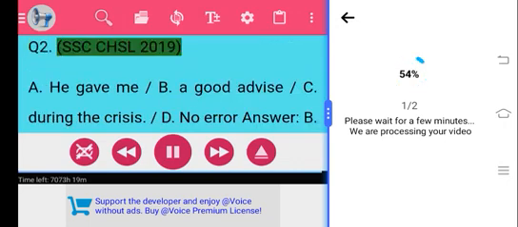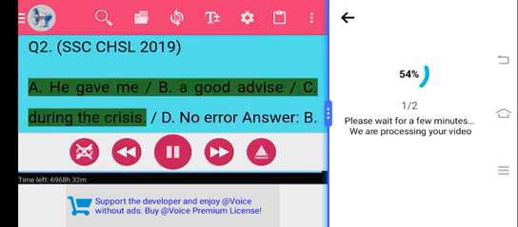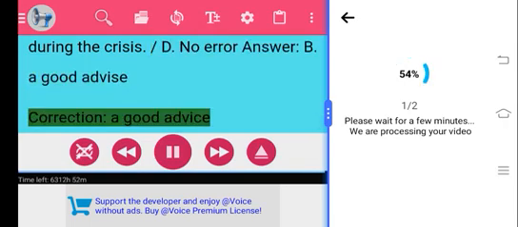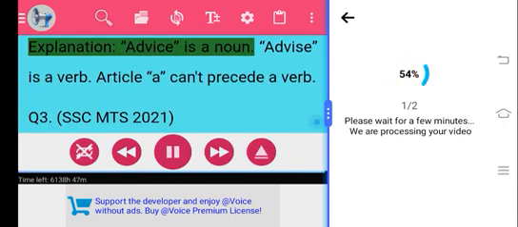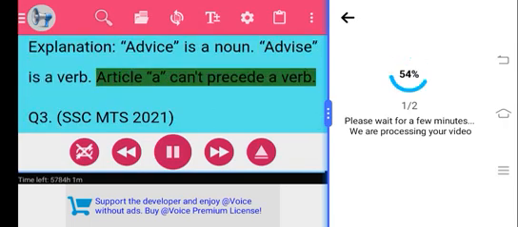Q2. SSC CHSL 2019. He gave me a good advice during the crisis. D, no error. Answer: a good advice. Correction: good advice. Explanation: advice is a noun, advise is a verb. An article can't precede a verb.